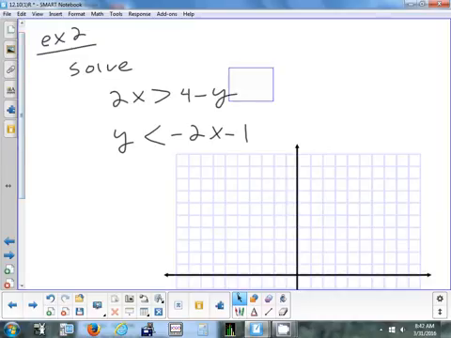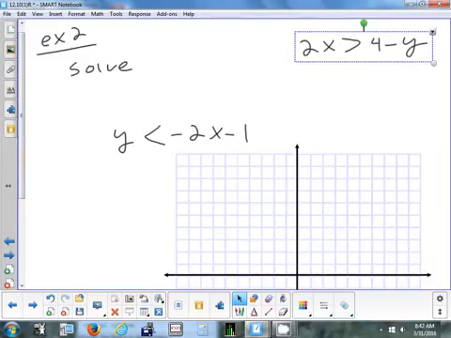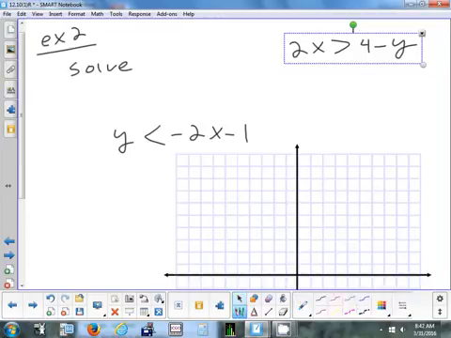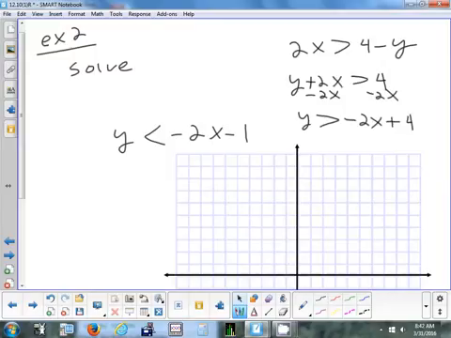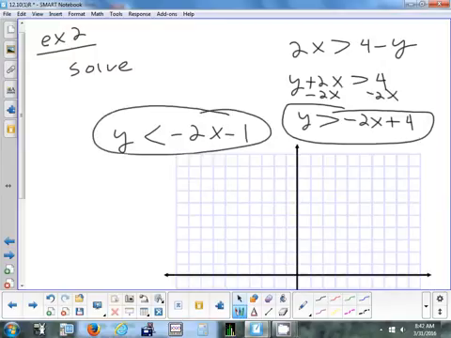So you know what I'm going to do? I'm just going to move it so I have a little bit of room to do some work. Zach told me what to do. He said add it. I like it. Now, I got the Y on the other side, minus 2x. Perfect. We're going to put that 2x on the other side. So we get Y is greater than negative 2x plus 4. Okay, graph that.